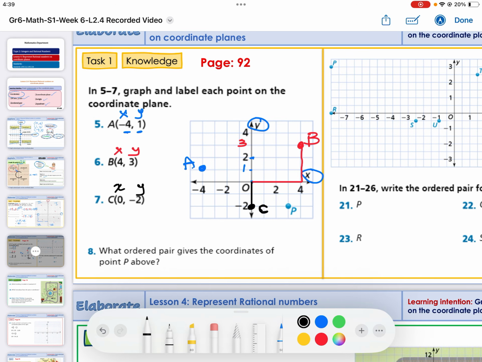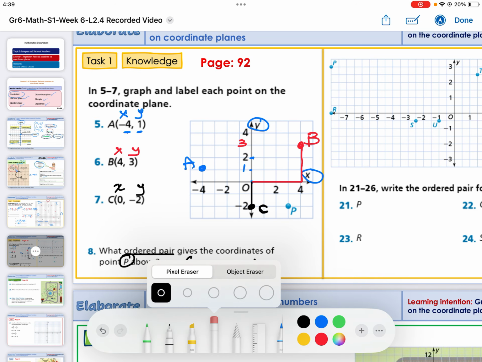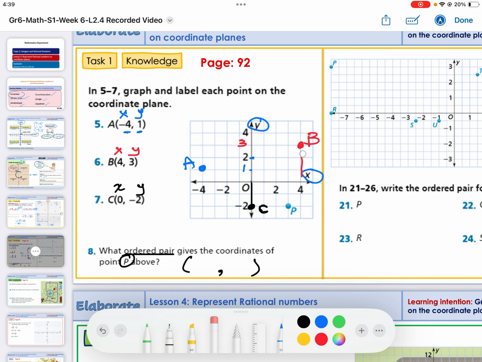Let's move on now to question 8, where they're asking what ordered pair represents point P. So all you have to do here is just write the ordered pair. Okay, let's do it. I have point P. Again, if you want to write it, you should make 2 lines. 1 line. Let me erase this to make my work clearer.